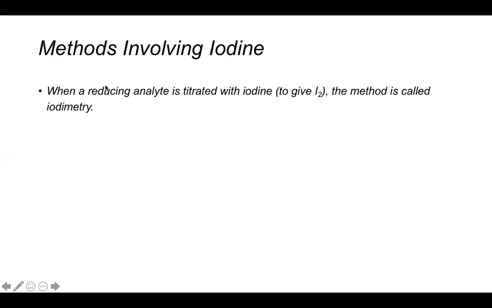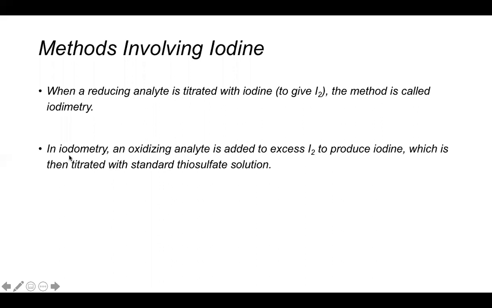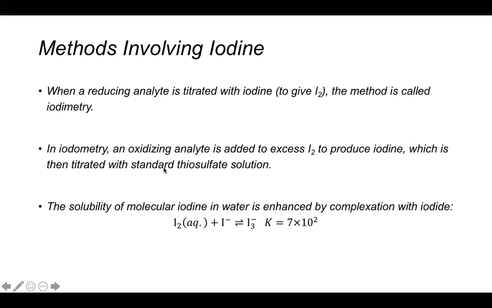Methods involving iodine. When a reducing agent is titrated with iodine to give iodide, the method is called iodimetry. In iodometry, an oxidizing analyte is added to excess iodide to produce iodine, which is then titrated with standard thiosulfate solution. The solubility of molecular iodine in water is enhanced by complexation with iodide. So iodine complexes with iodide to give this triiodide ion, which has quite a high equilibrium constant. So it quite easily forms this.